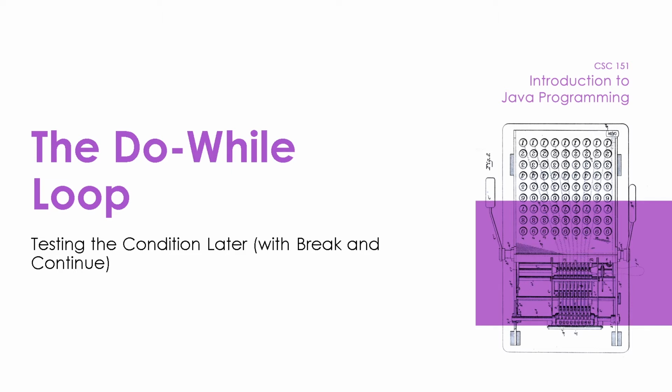Hello everybody, in this video we're going to talk about the do-while loop in Java. The do-while loop allows us to do something unique compared to the other loops that we've discussed so far: it allows us to test the condition later. We'll talk more about what that means in just a moment, but let's start off by reviewing what we know about loops before we get into the do-while loop.